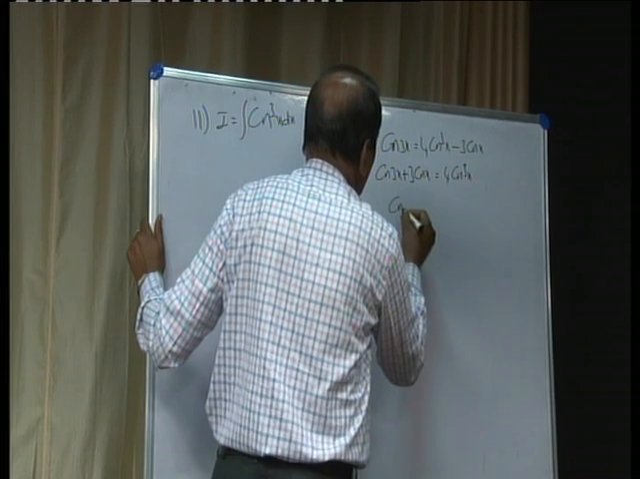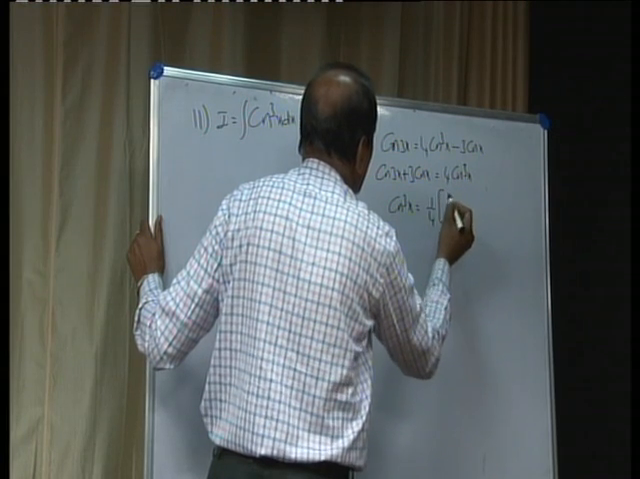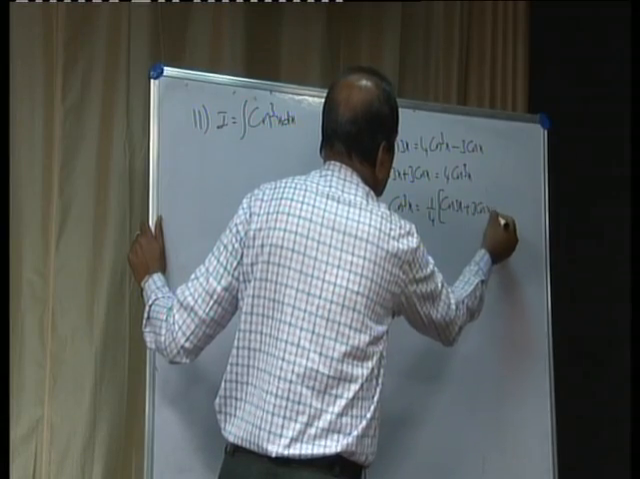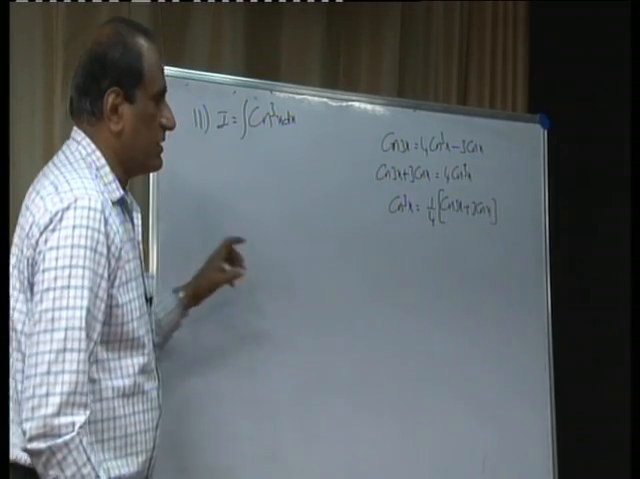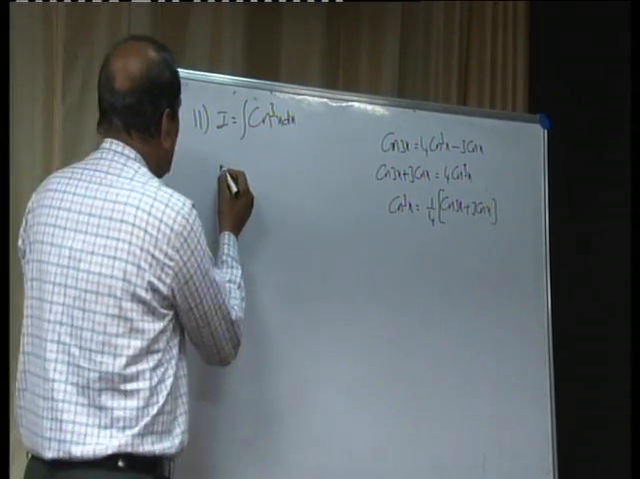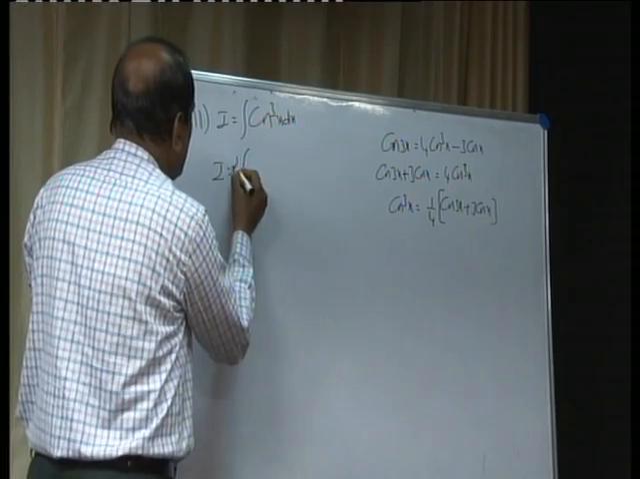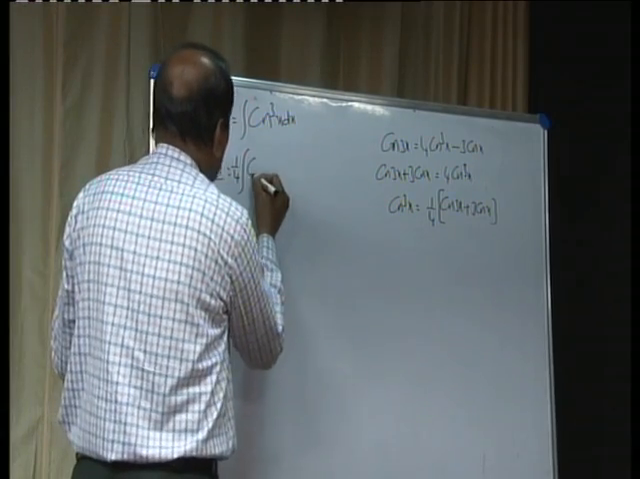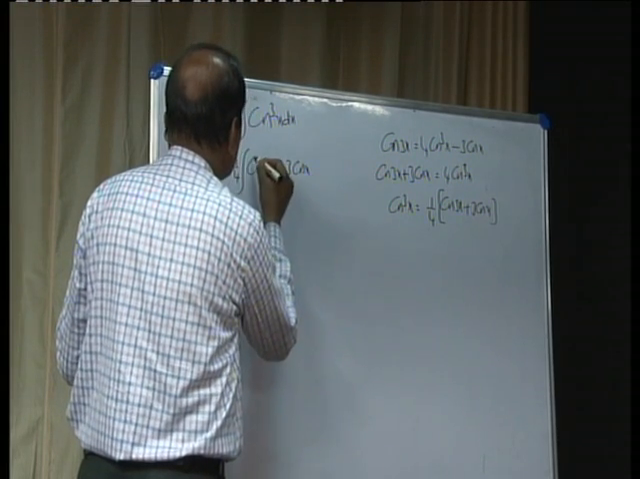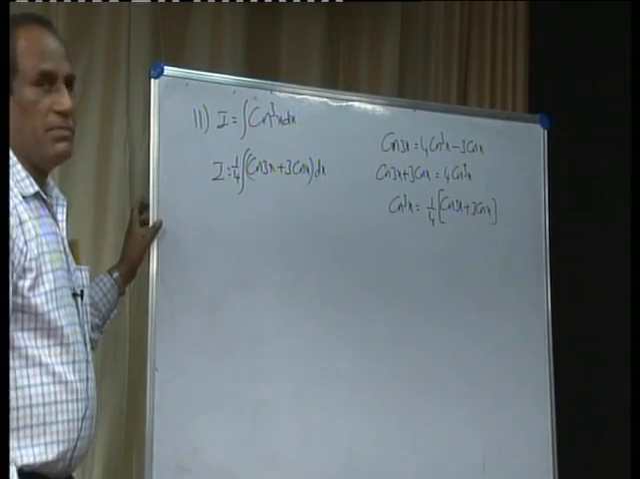So cos cube x is equal to, transferring that 4 to the denominator, 1 by 4 into (cos 3x plus 3 cos x). This is the formula for cos cube x. Now the integral becomes I is equal to 1 by 4, a constant, written outside, into the integral of (cos 3x plus 3 cos x) dx. So now the integrand is cos 3x plus 3 cos x.